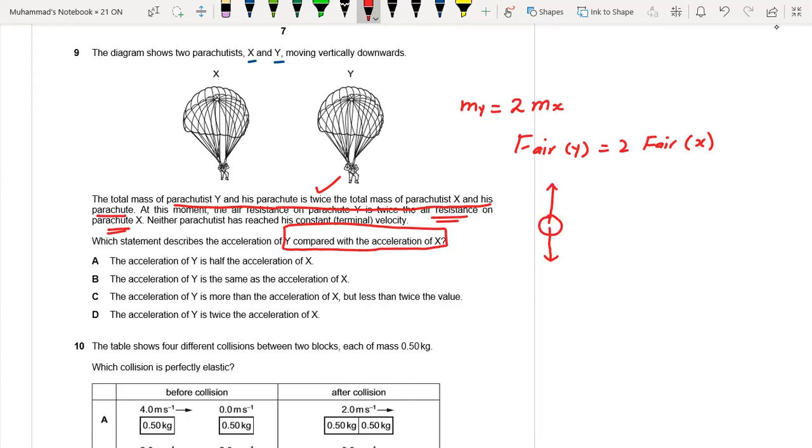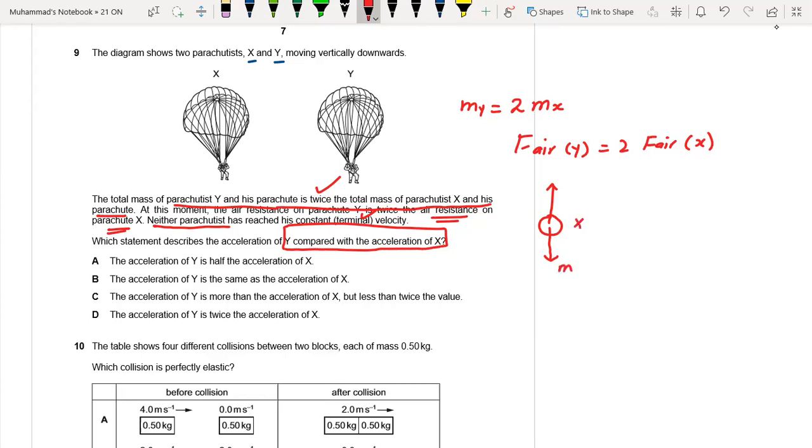Okay, so this is also again very important information, that neither parachutist has reached its terminal velocity. You know that at terminal velocity, upward forces and downward forces are equal, so net force is 0. But over here, neither of the parachutists has reached the terminal velocity, so net force is not 0. And what is the net force? Let me write net force for X.